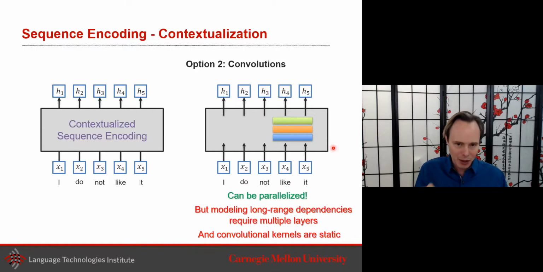They're not hyperparameters, they're still parameters. But at test time, these patterns are the same. So the kernel to analyze these two words was exactly the same kernel that was used to analyze these two words. So the set of kernels is the same for the whole sentence. And so maybe there are other ways we could study that.